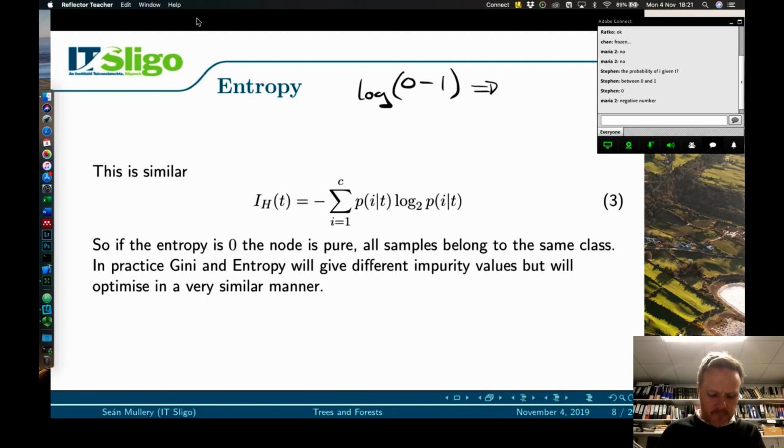Right. So it's very, very similar, really. And so if the entropy is 0, the node is pure. All samples belong to the same class, if that's the case. And in practice, Gini and entropy will give different impurity values, and we'll just work through our example again just to show that. But they'll optimize in a similar manner. So no matter which one of these you use, you're going to end up likely with the same tree or something very, very close. There might be small differences between them.